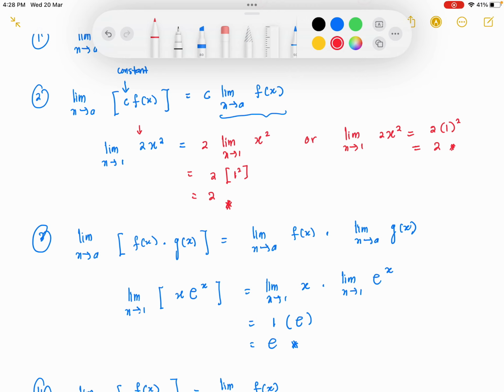Or another solution or method, we can just substitute x equals 1 into this function. So we get the final answer equal to 2.